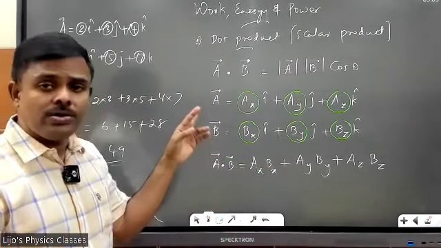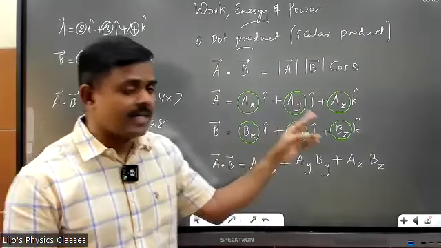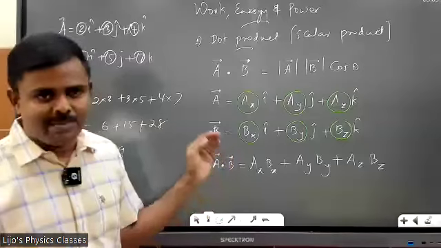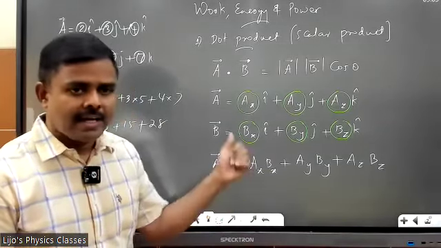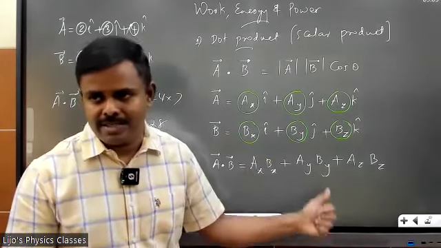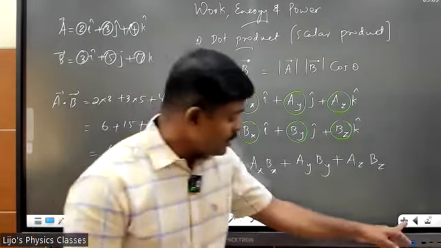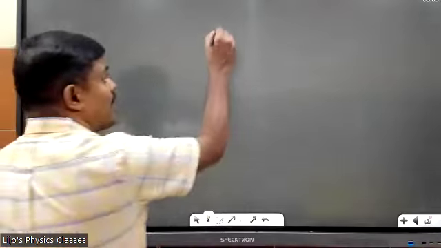Second one, I told you, if vector A is AX i plus AY j plus AZ k, and vector B is BX i plus BY j plus BZ k, then A dot B is AX BX plus AY BY plus AZ BZ. Got it. And I'm going to tell you a couple of properties.